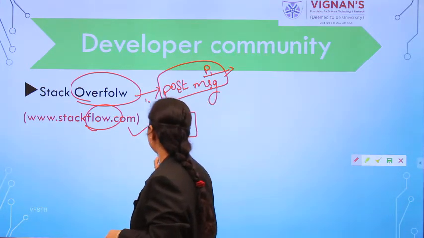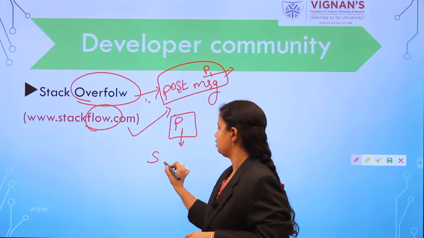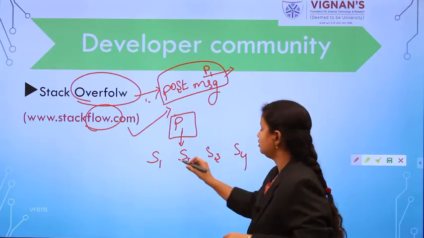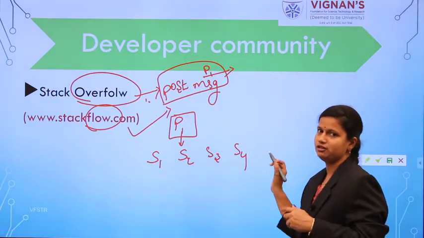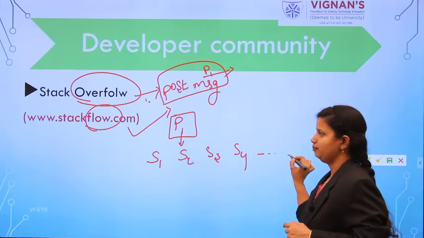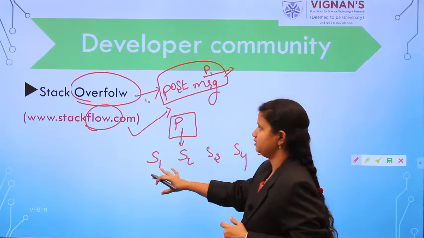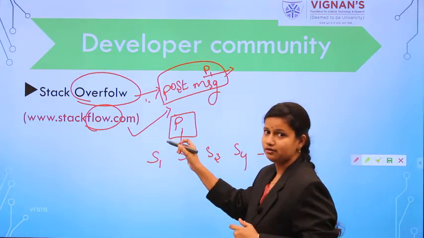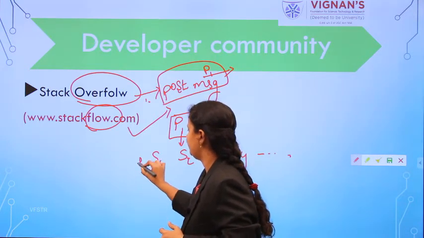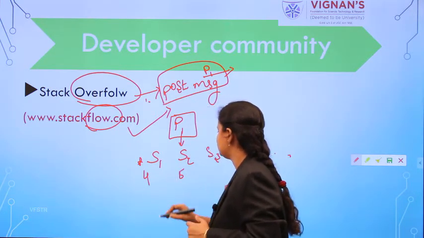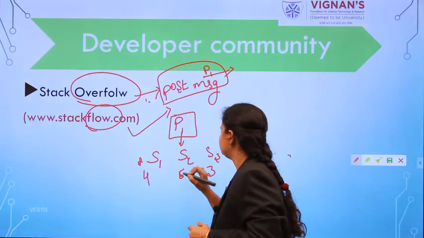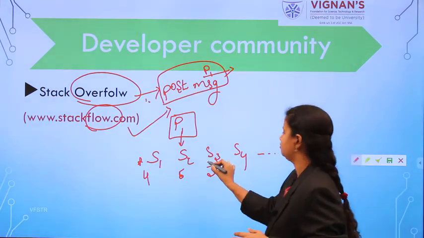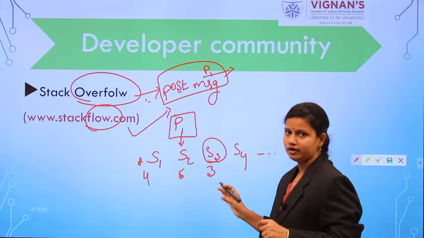So what are the different solutions? For the P1 problem, they are giving S1 solution, S2 solution, S3 solution, S4 solution, and so on. Different members can suggest different solutions. But for all these solutions, different users give a rating: this is a 4-star rating, this is a 5-star rating, this is a 3-star rating. In that community, each and every solution has a rating, which shows whether the solution is suitable or not.